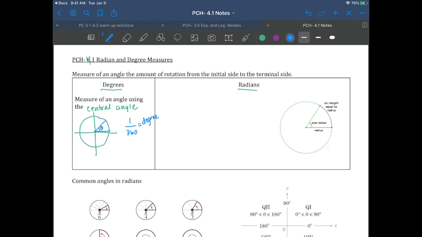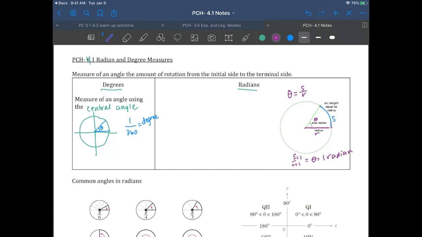Radian, we use the arc length over here, S, compared to the radius, R. So we say that theta, our angle, is equal to S over R. So it's a ratio between S over R. When you have one radius equaling one radian, so if S is equal to 1 and R is equal to 1, then theta is equal to 1, which is 1 radian. So in other words, 1 radian is equal to 1 radius. Okay, so that's what we use in our unit circle.